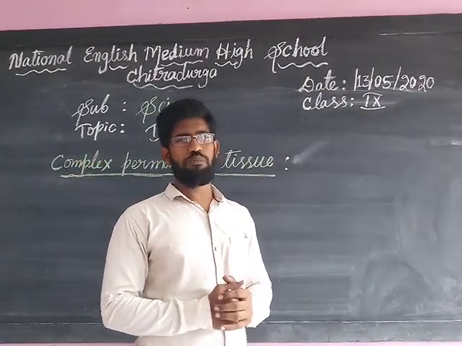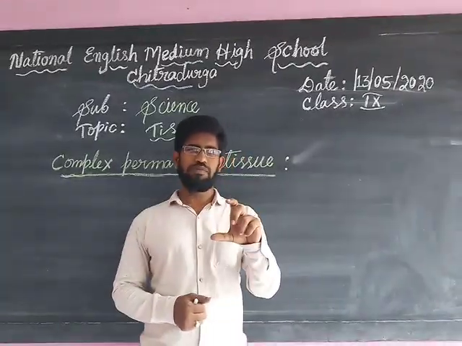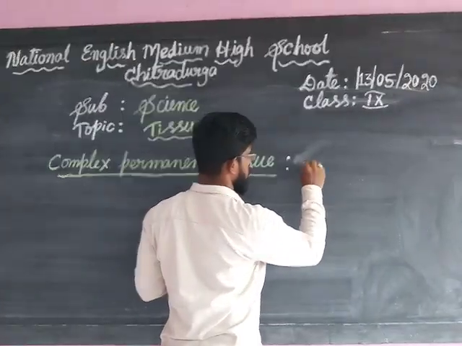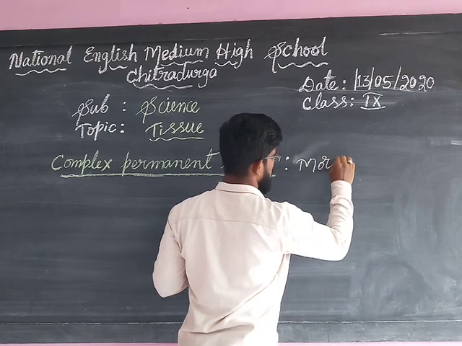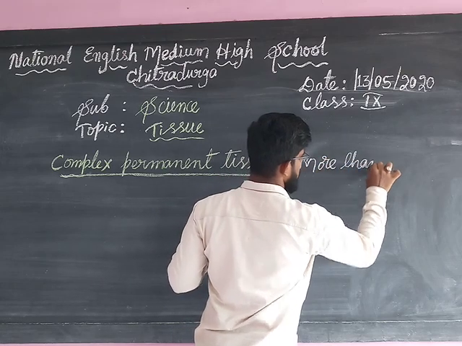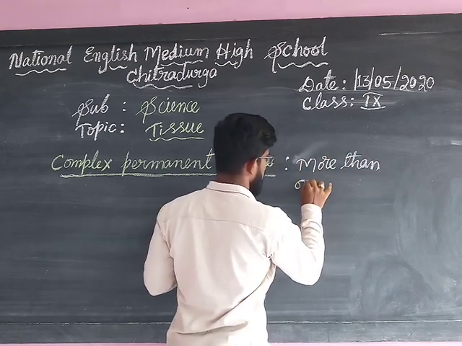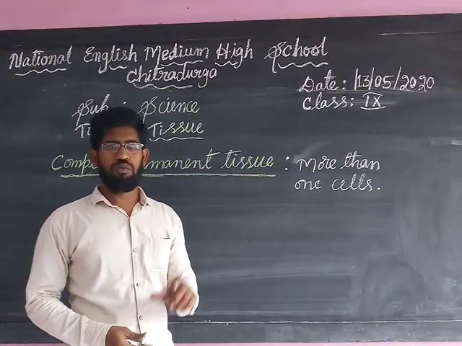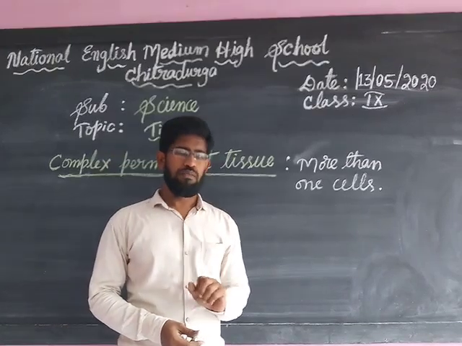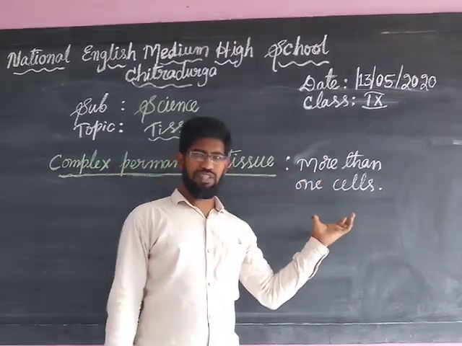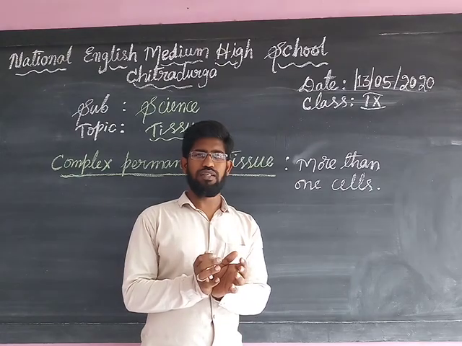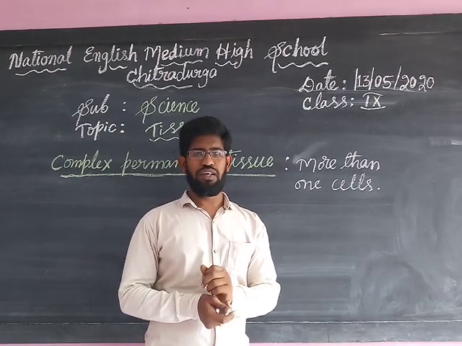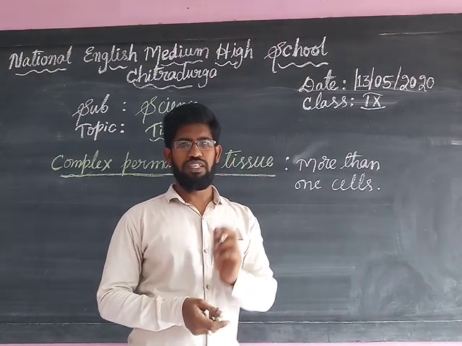What do we mean by complex permanent tissue? Complex, as the name itself indicates, means they are complex in nature because they are made up of more than one type of cell. That's why the name is given: complex permanent tissue. All these cells are together and perform a common function. Understood? That's why they are complex permanent tissue.